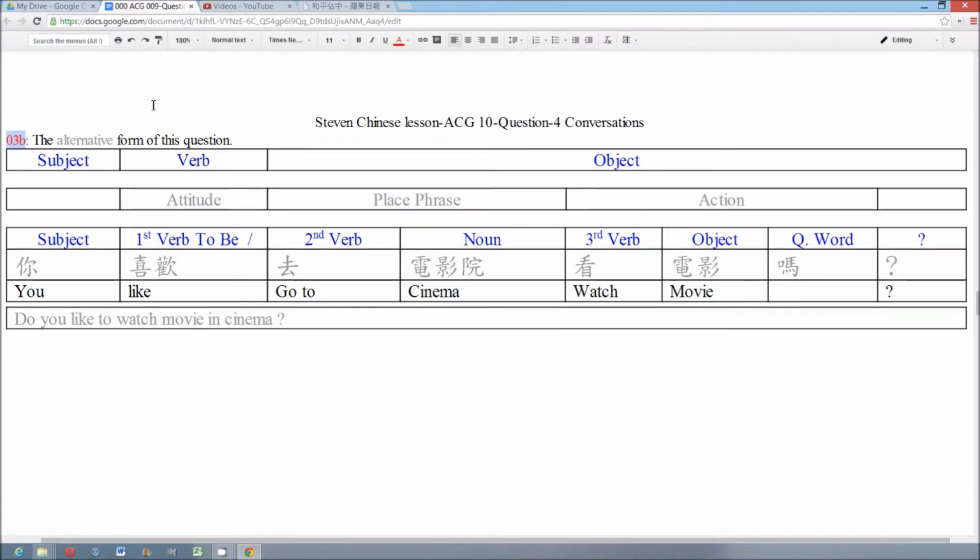This is 3B. It shows another format of this question. 你喜歡去電影院看電影嗎? Do you like to watch movies in the cinema? And we also put the place phrase in between the adjective and the action. In this type of question, we don't have to use the verb not to be and we put the question word ma at the end of the question.